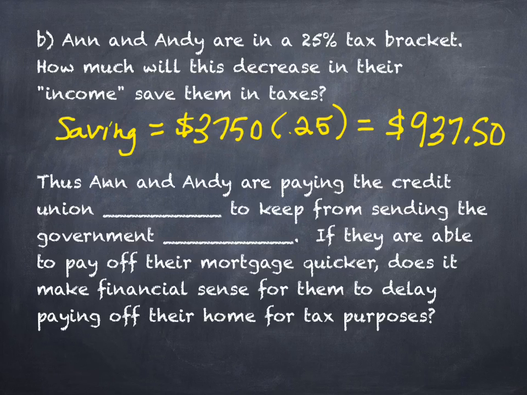If Ann and Andy are in a position where they could pay off their home and chose not to, what they're essentially saying is that they are going to pay the credit union $3,750 in order to keep from sending the government $937.50. If they're able to pay off the mortgage quicker, does it make sense to keep the house loan for that purpose? No. I don't want to send almost $4,000 to my credit union just so I avoid sending $1,000 to the government. That doesn't make financial sense.